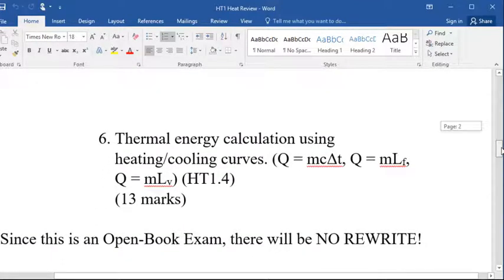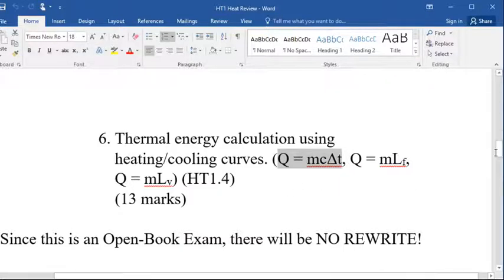And then lastly, thermal energy calculations using heating and cooling curves. So you should be able to draw a sketch of heating or cooling curves, look at the 5 basic parts of a heating or cooling curve, such as the 3 phases, solid, liquid, gas, and the transitions. So recall that this equation here that we just used is used when you have a solid, or you have a liquid, or you have a gas.